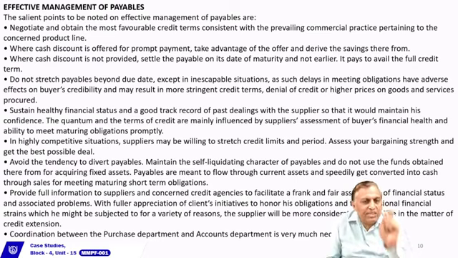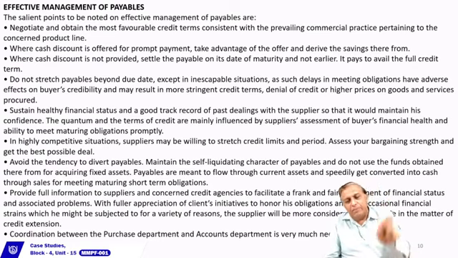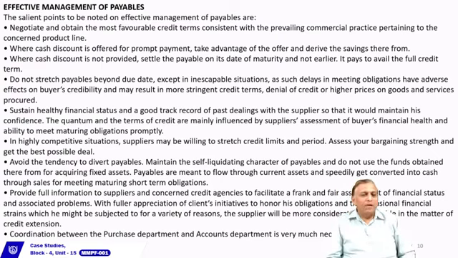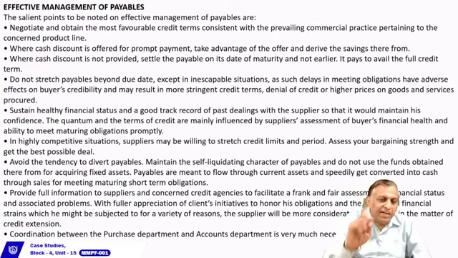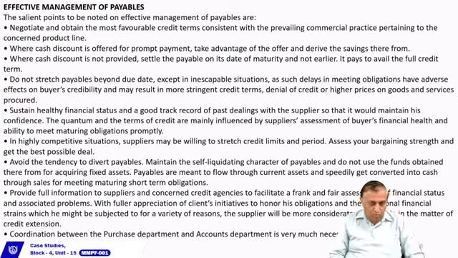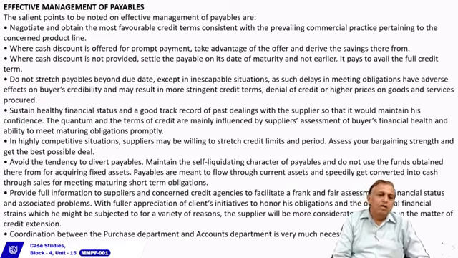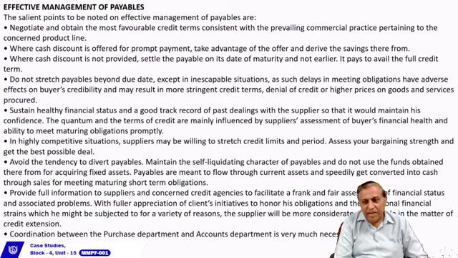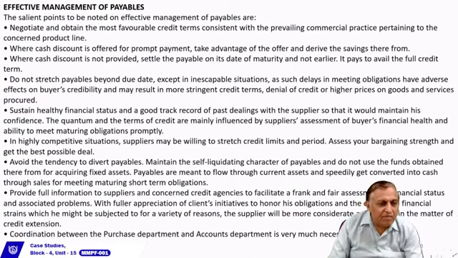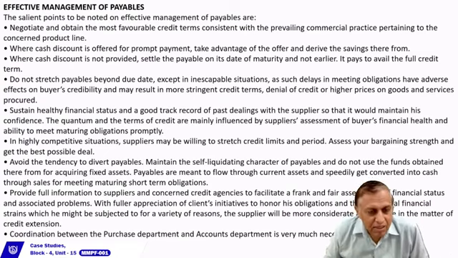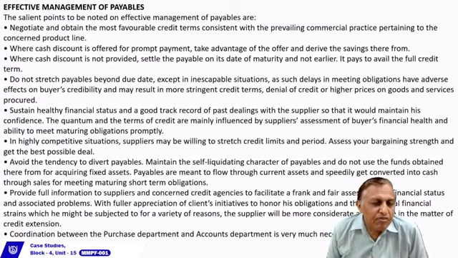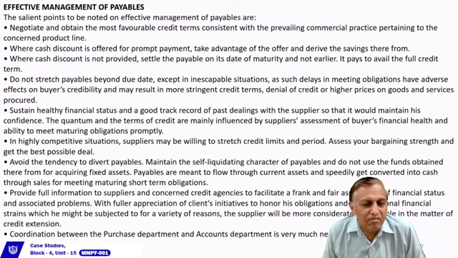Avoid the tendency to divert payables. You get the payable for raw material, you are diverting it for fixed asset. No. Or you arrange the fund for fixed asset, you are diverting it to raw material. So maintain the self-liquidating character of payables and do not use the funds obtained therefrom for acquiring fixed assets, because the funds acquired for fixed assets would be staying long with the organization.